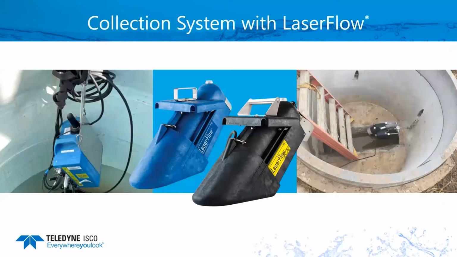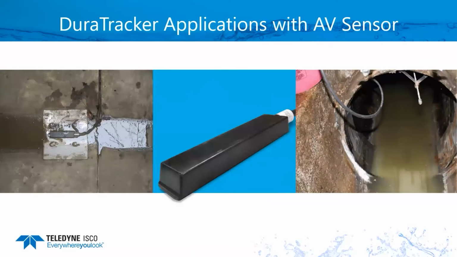So we won't dwell on that today, but this is how we monitored what was going on with those beta test sites. Okay, so some of the applications that we are using these in would be collection system monitoring using LaserFlow. On the left side, obviously, is the DuraTracker. On the right side, we have the LaserFlow sensor. The DuraTracker can be used with either style, the blue or the black unit.